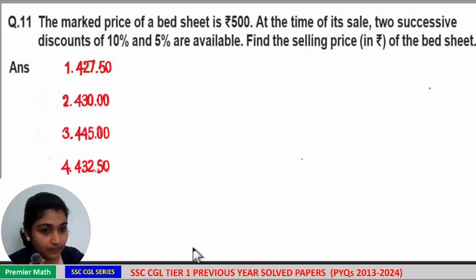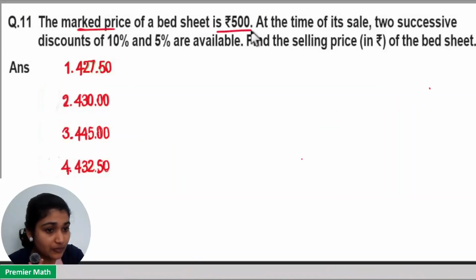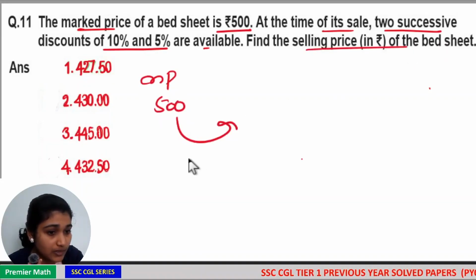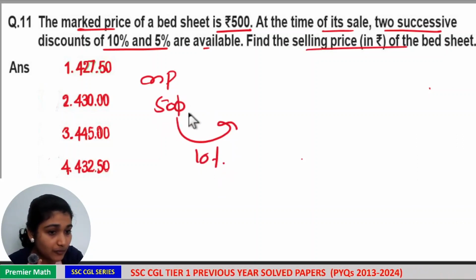The marked price of a bed sheet is 500 rupees. At the time of its sale, two successive discounts of 10% and 5% are available. Find the selling price of the bedsheet. Here marked price is 500 rupees. So on this marked price, first give 10% discount. 10% of 500 is 50. So 500 minus 50 is 450.